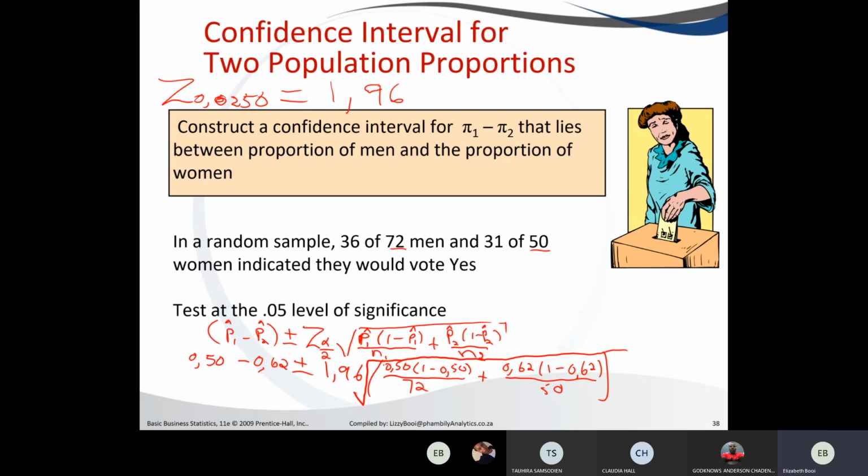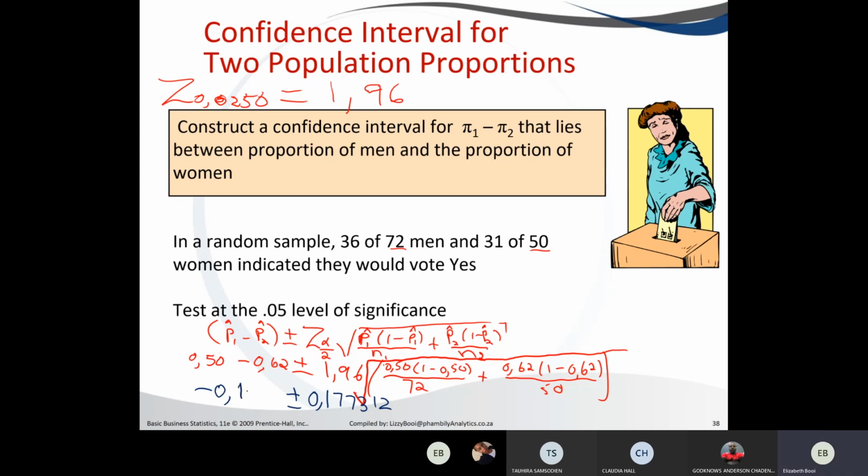0.004712. Now I need to add both of them together, plus 0.003472, which I got from the first one, equals, and the answer for that was 0.008184. And I take the square root, equals, and the answer I get is 0.09046. I'm going to multiply that with 1.96, and I'm going to write only the final answer that I have, which is plus or minus 0.177312, because I'm running out of space. And this side I have 0.5 minus 0.62 equals minus 0.12.